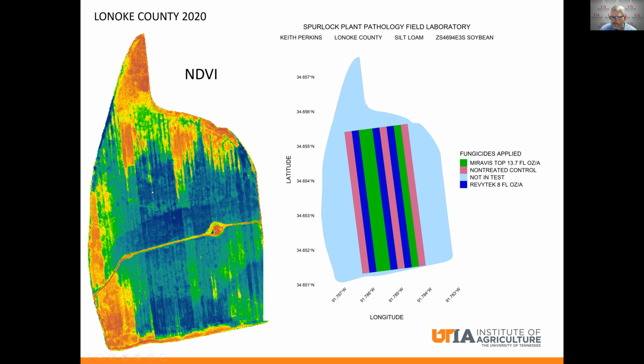But you can see those fungicide strips as darker blue and green, showing that there were healthier plants when I rated it at R6. They weren't mature yet, but in those non-treated strips, they were brown and defoliating. And if you didn't know that you were looking at Septoria in the top of the canopy, you might think that that was maturity.